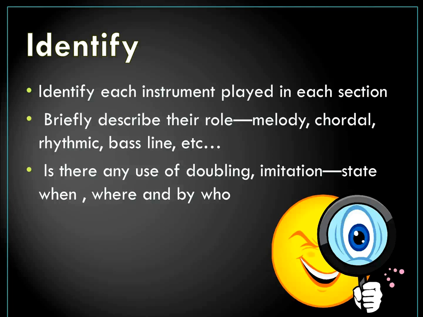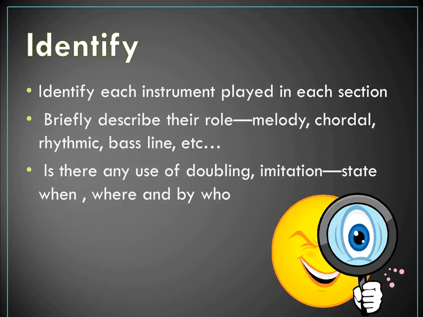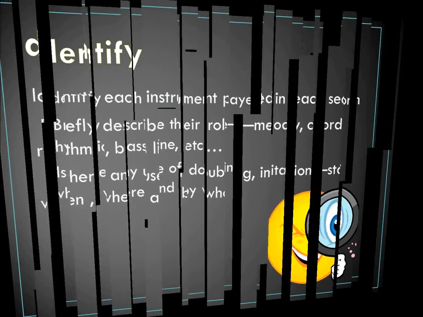Now doubling means not doubling on a bike, we're talking doubling in instruments. So you might have the same part being played but an octave apart. Imitation sounds like what it is, they're actually doing the same sort of thing. And state when, where and by who. So there might also be things like being in unison as well, which is performing all together. The same note, same melody, all those bits and pieces.